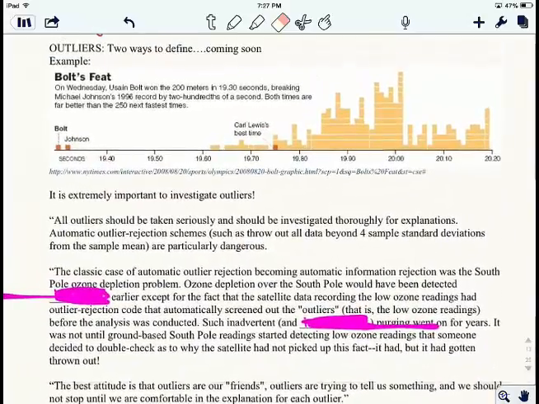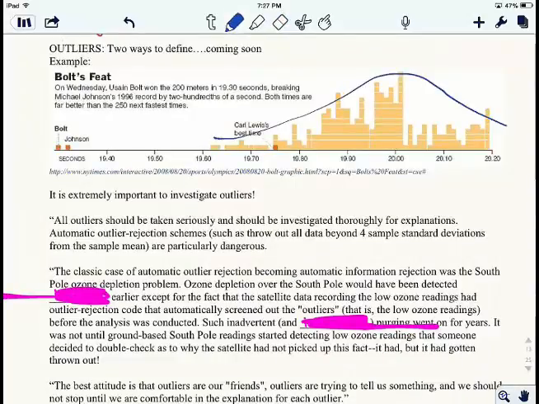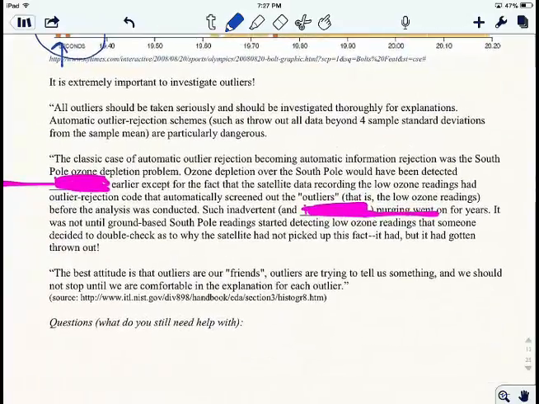Here's an example of some runners' times, and most of the data is kind of symmetric. It's over here. And then we have 2 runners that are just super, super fast. Those are the outliers. You never want to ignore the outliers. They're extremely important. In fact, this one's Usain Bolt. Well, we know he's just scary fast. Here's another example. All outliers should be taken seriously and should be investigated thoroughly for explanations.